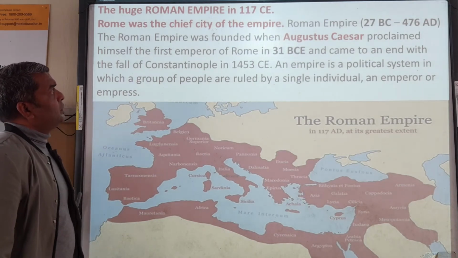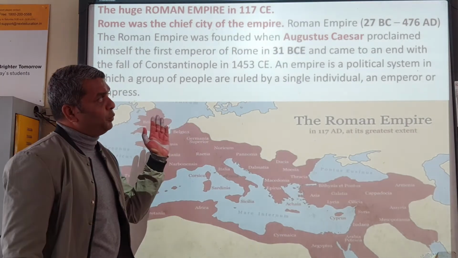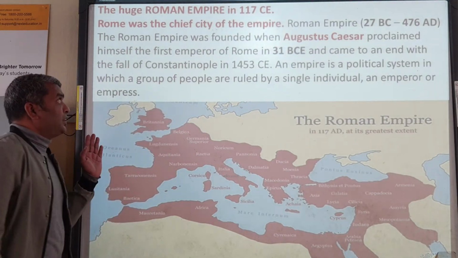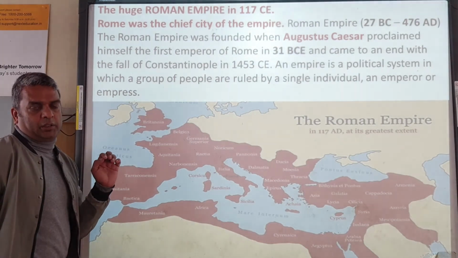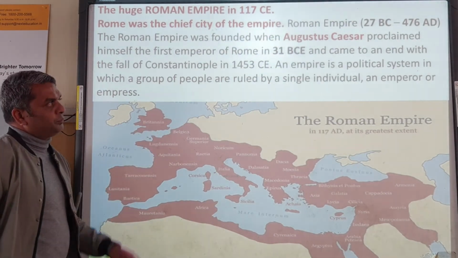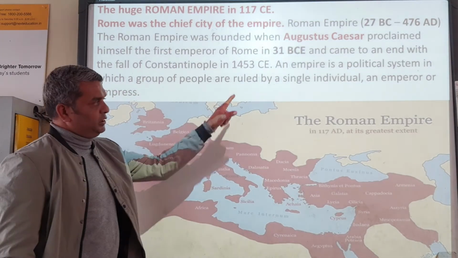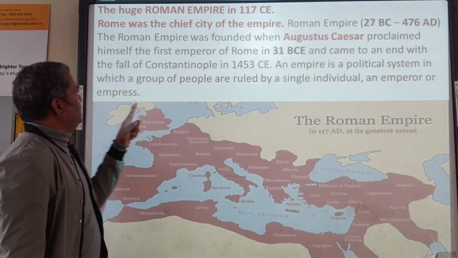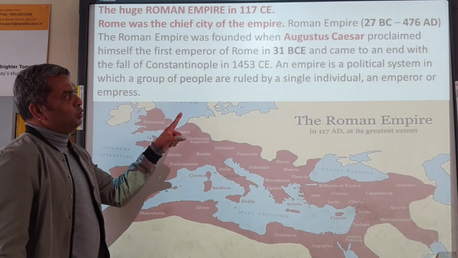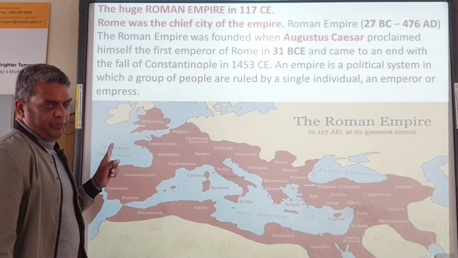The Roman Empire was founded when Augustus Caesar, we'll learn this later, just information, proclaimed himself the first emperor of Rome in 31 BCE, okay, before Common Era, and came to an end with the fall of Constantinople in 1453 CE. An empire is a political system in which a group of people are ruled by a single individual, an emperor or an empress.